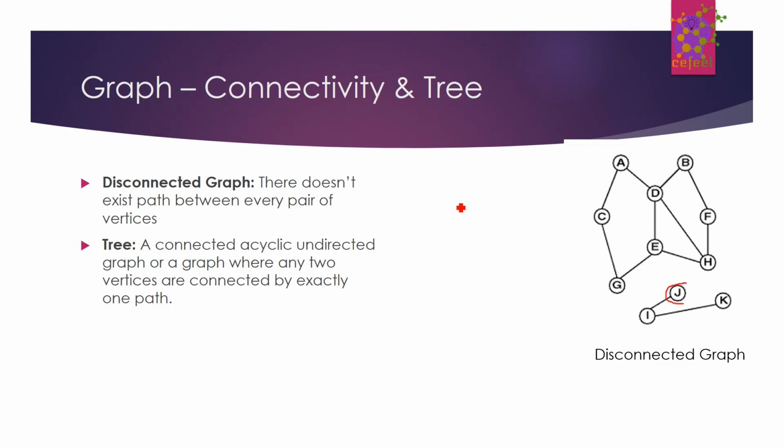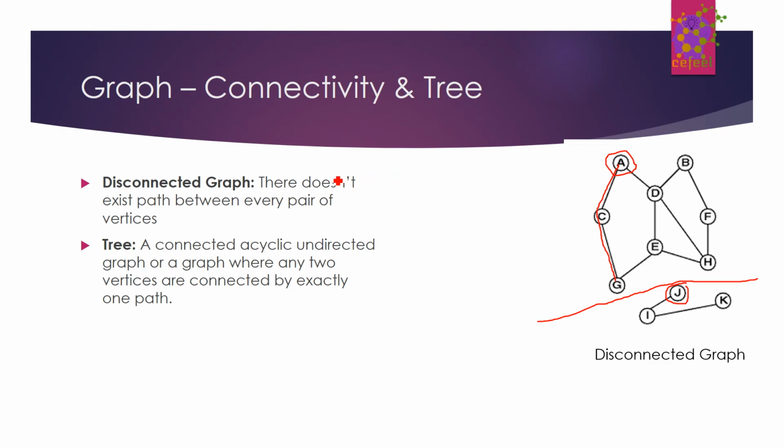Let's take vertex J, let's take vertex A. If you notice, there is no path between them. Why? Because the graph is already disconnected into 2 parts, and at max I can reach from A to C, C to G, but I cannot reach J. So that's why this graph actually has 2 components, and it's a disconnected graph.